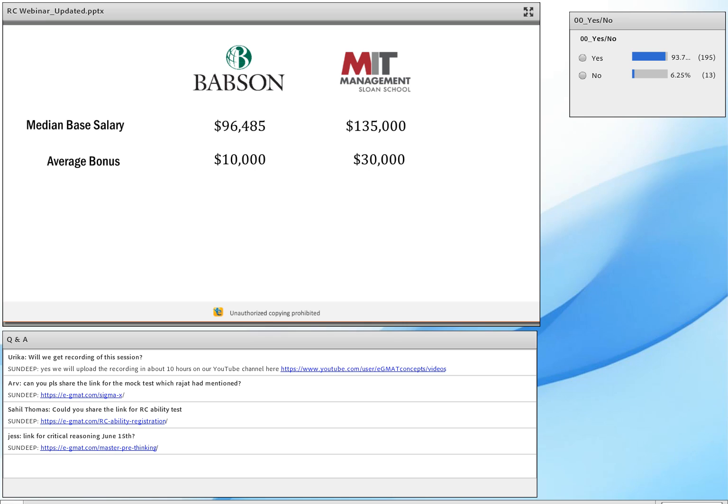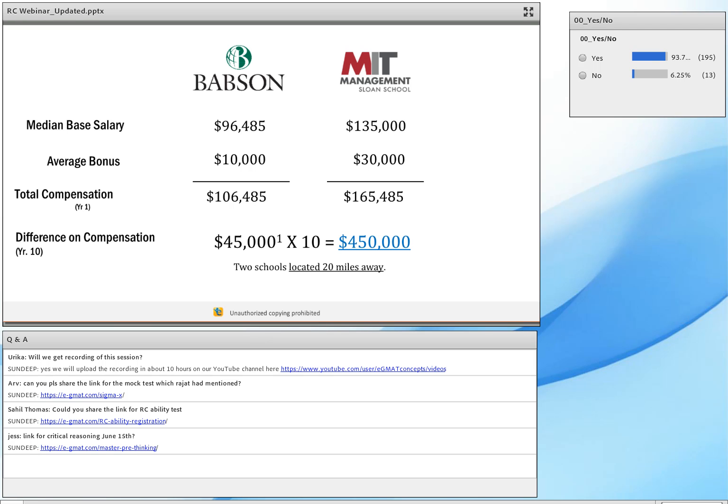When you look at the average bonus, it adds another 20 grand to it. So overall, median starting year one compensation, the delta is about 60 grand. Even if you take that delta across 10 years to be about 45 grand, it still leads to about $450,000. Now the kicker here is when I graduated from Babson about 13 years ago, this delta wasn't this high. The delta in these median salaries was merely $20,000. This delta has been growing, and it's likely to grow even further in the next year or so.